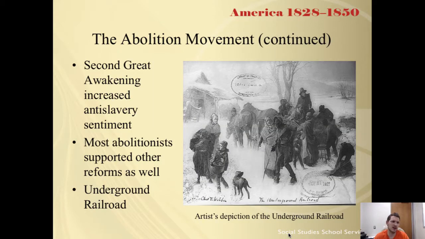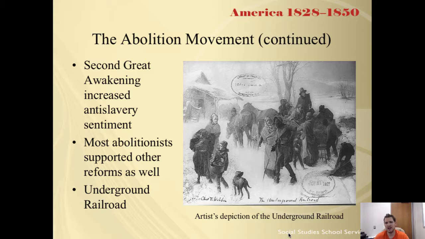The next thing you need to know is the Second Great Awakening. It increased anti-slavery sentiment. Most abolitionists supported other types of reform as well, not just that. They wanted women's rights, women's suffrage. They wanted to also fix the public school system. They wanted reforms in the prison. And they wanted temperance, which was the abolishment of drinking or selling of alcohol.